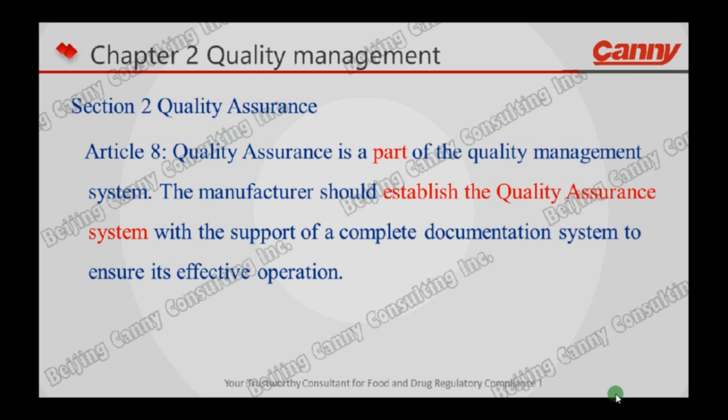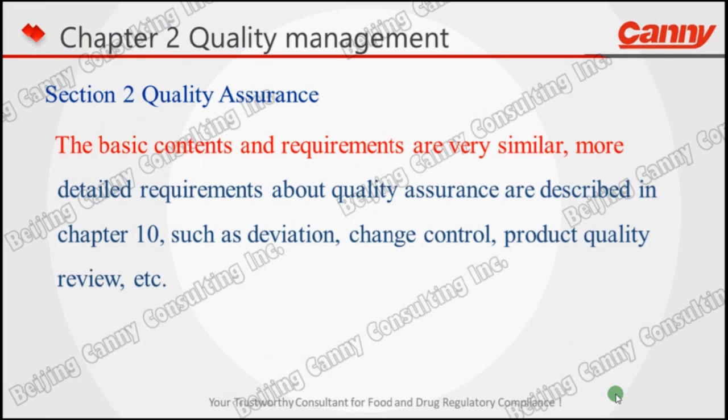So what is the content of the QA system? Generally speaking, it includes, but is not limited to, the following. For example, materials release, supplier management, deviation, change control, CAPA system, complaint and recall management, self-inspection, documentation management, and so on. These are also incorporated into the QA system. Generally speaking, the basic content and the requirements are very similar between Chinese and EU GMP. So we can skip this.